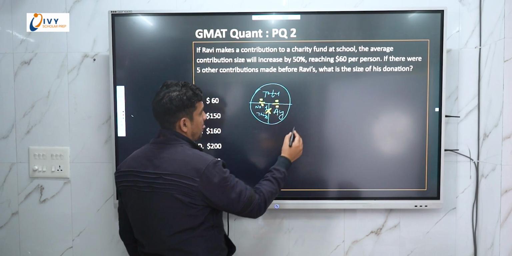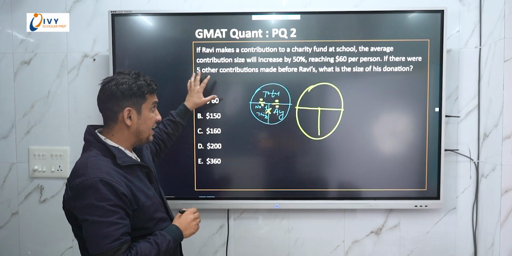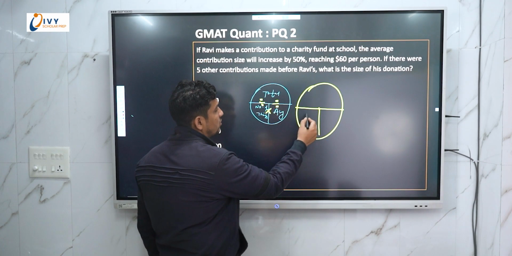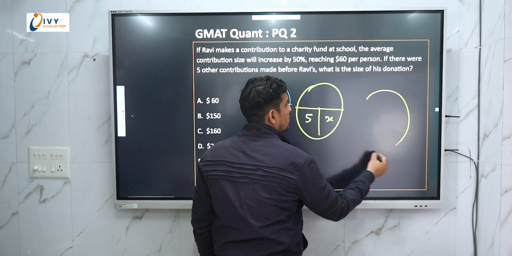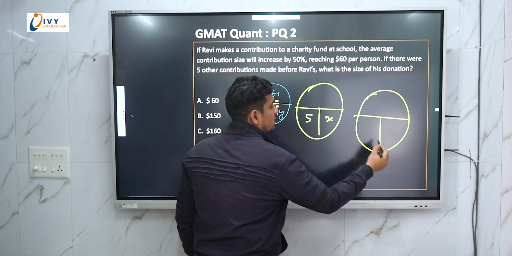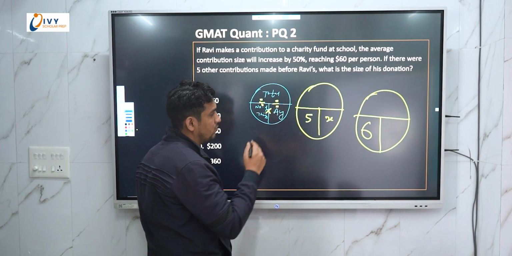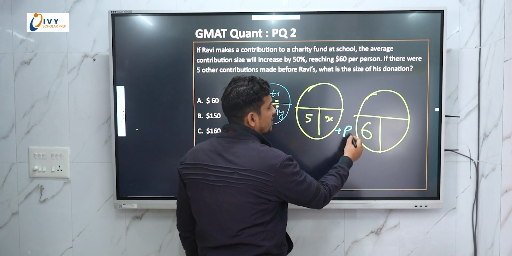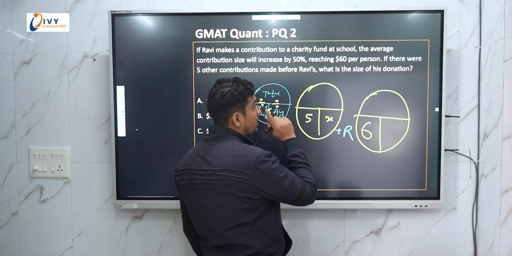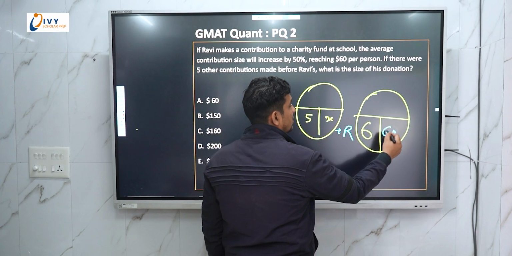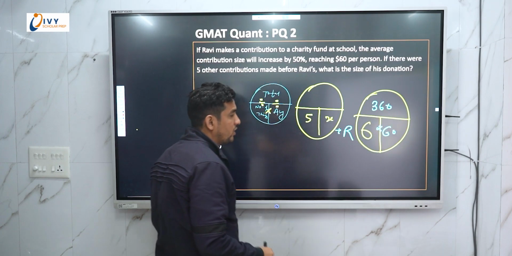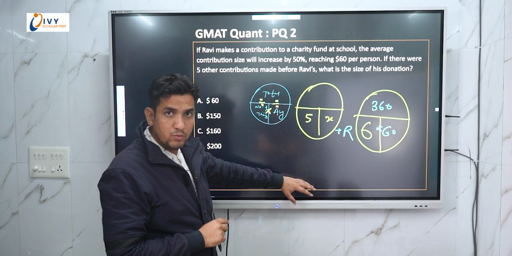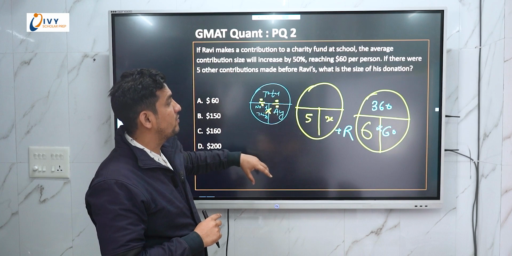It says initially there were only 5 contributions, so the number of things was 5. Now let's say their average was x. The moment Ravi comes into the picture, there will be 6 members and the average will be $60. So the total of these people will be 360. Now, when you look at the initial information, it says the average will increase by 50%.